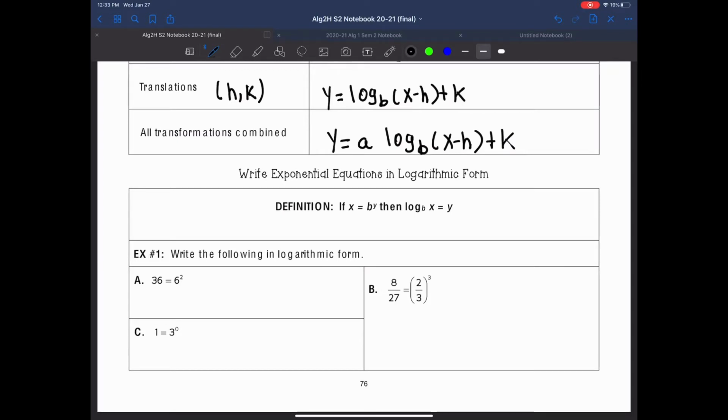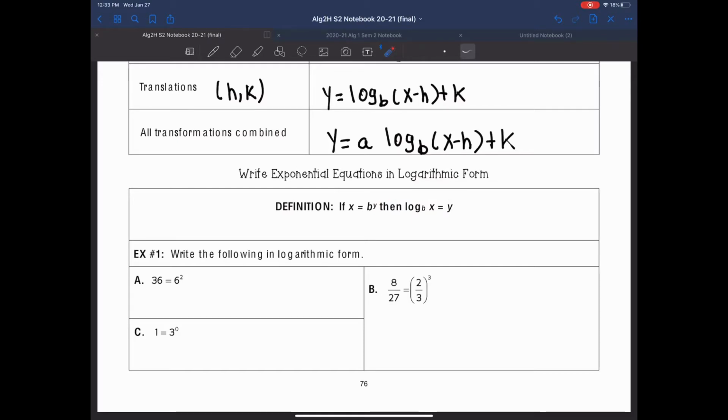So the definition, and this is going to be the rule that we use when we're converting from exponential form to logarithmic form: if x equals b to the power of y, then log base b of x is equal to y. So take a look and see what happened here from exponential form into logarithmic form. First of all, the base of the exponent is still the base of the logarithm. It goes underneath the logarithm symbol. Then the exponent goes on the other side of the equal sign, and that makes sense because we're trying to solve for the stuff in the exponent.